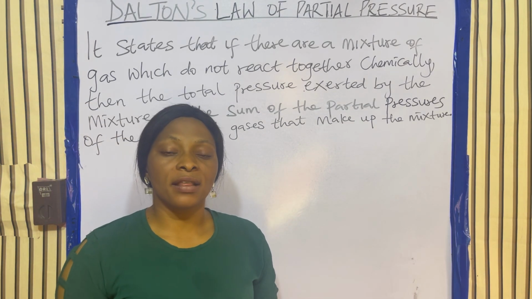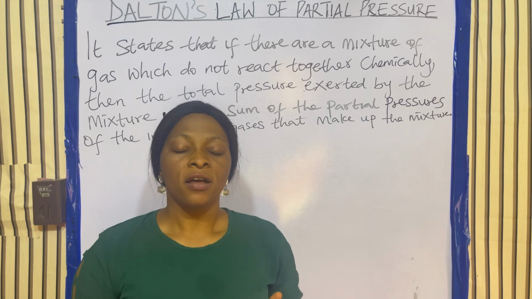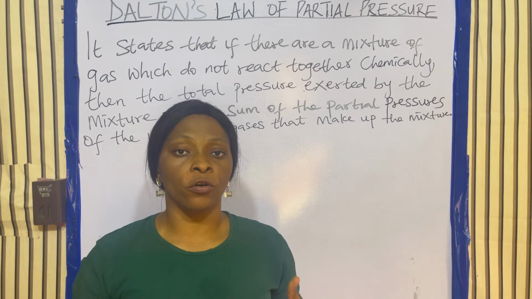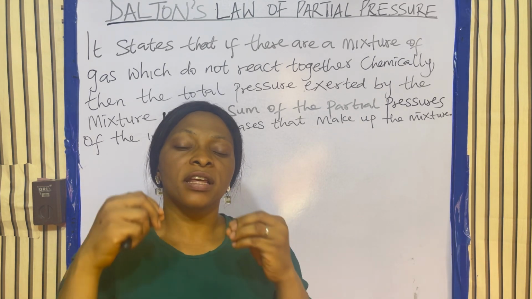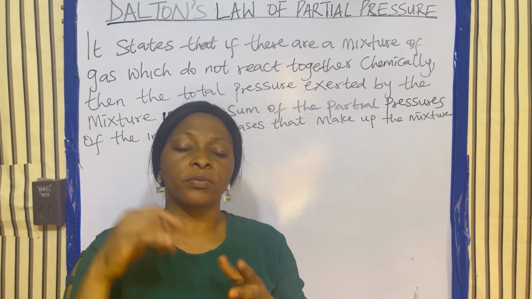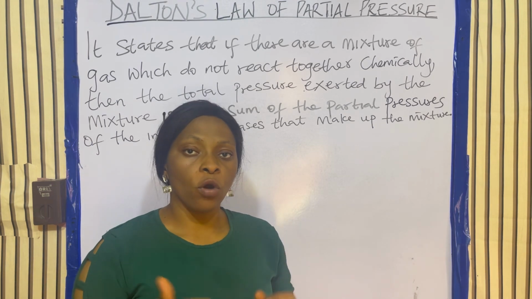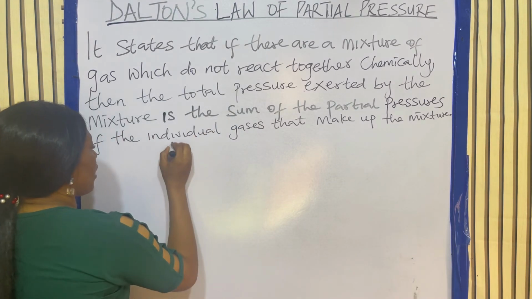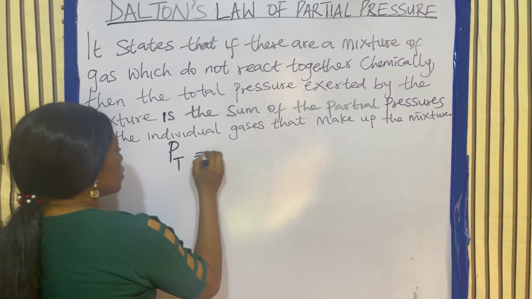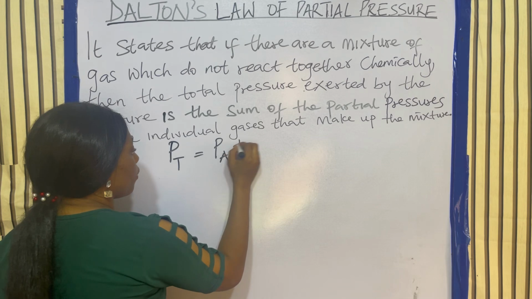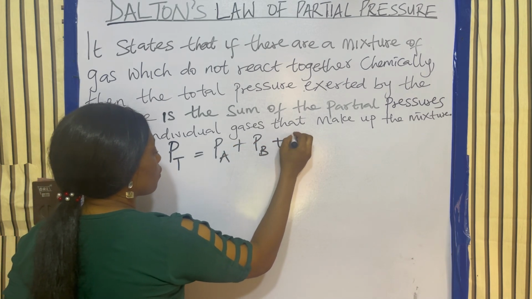Now, what is Dalton trying to say? Dalton is trying to say that if there are gases that mix together, for you to get the total pressure, you have to sum up the individual gases that make up that mixture. So what does that mean? It simply means that P total is equal to PA plus PB plus PC.